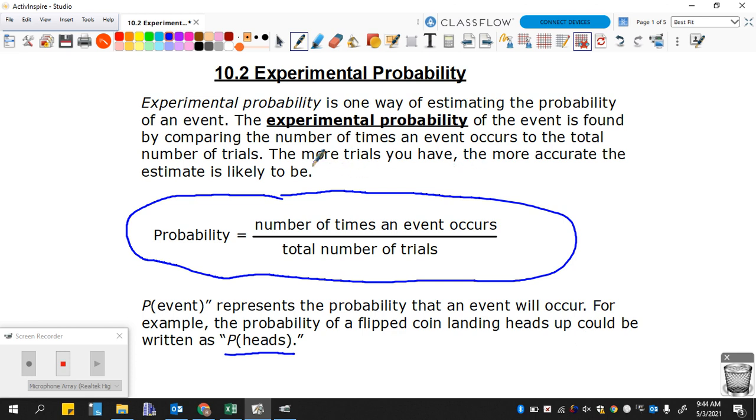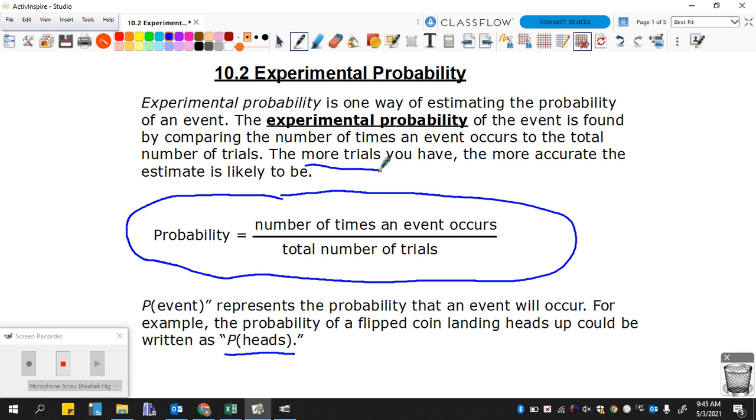Coming back up here, the more trials, if you only flip a coin or roll a die 5 times, then you're going to be able to calculate a probability that you roll a 3 from that. But if you roll that die 50 times, that probability will be a lot more accurate. That's just simply all that means.